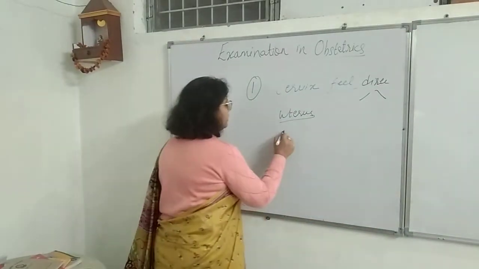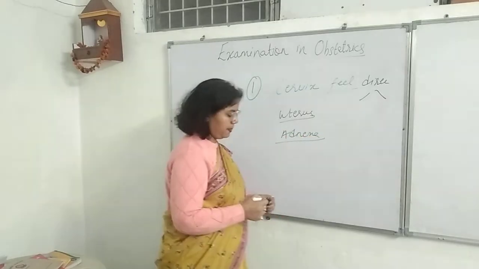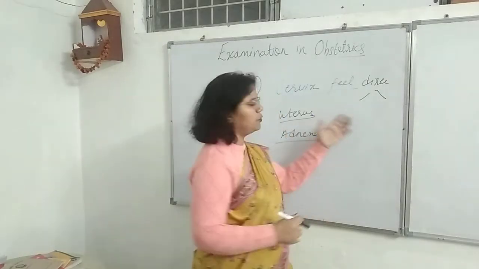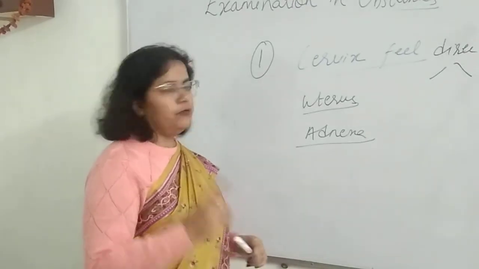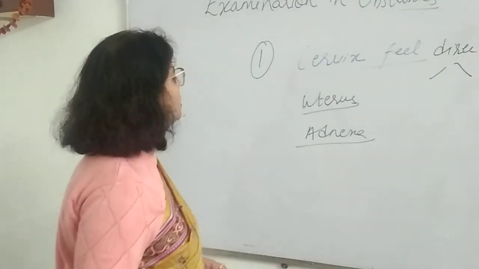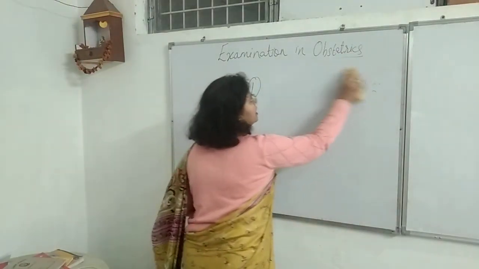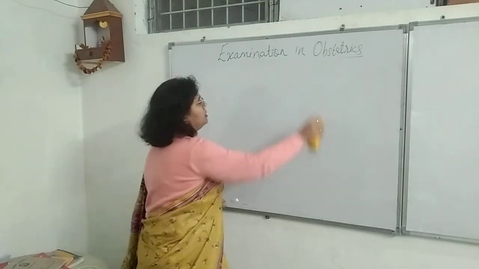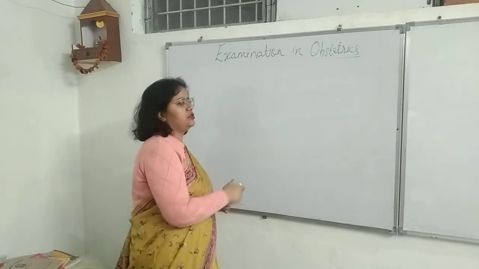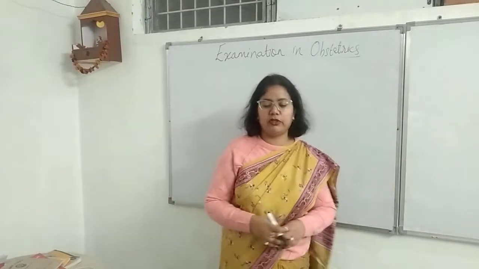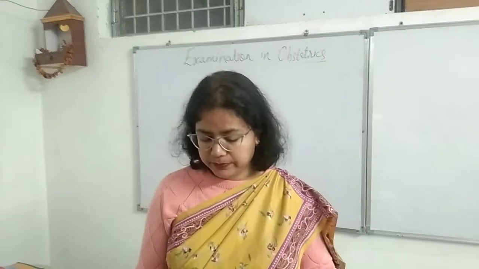And the third thing is adnexa, whether there is any mass, is it tender, non-tender, and if a mass is present, whether the uterus is deviated to one side or not. But we have to be very gentle. One important thing, you are not supposed to judge the adequacy of the pelvis in this examination. Even if she is of short stature, you are not supposed to judge the adequacy of the pelvis at this stage. This is very important.